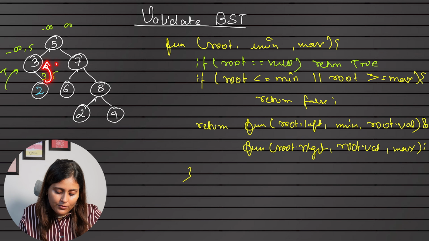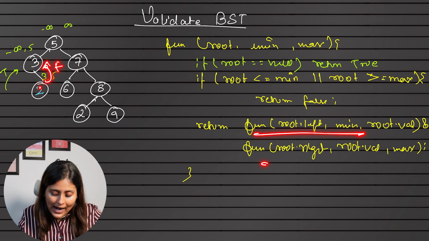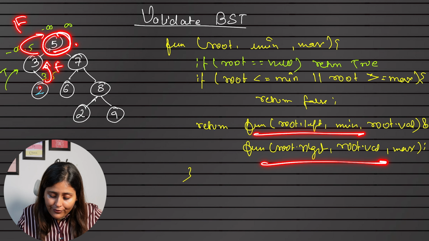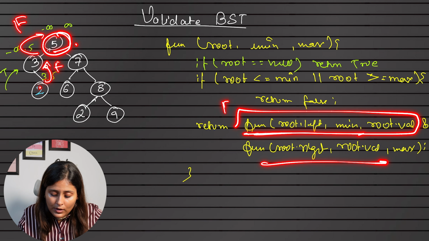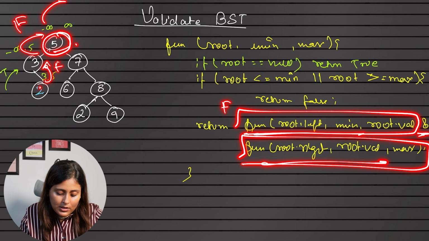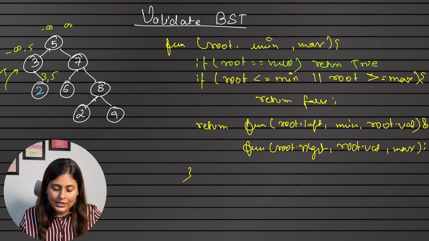So this side will return false. And as it was true and false, it will return false. So for 5, the left call returned false. Because this is an AND operator, we will not go for the right check. So we'll return false then and there. This is the condition. Okay.